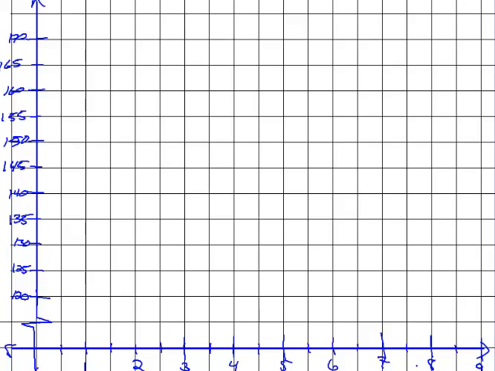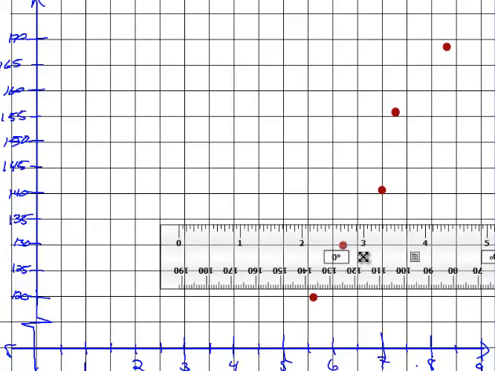All right, so again, plot all your points, right? 5.6 and 120. It's going to be like that. 6.2 and 130. 7, 141. 7.3, 156. 8.4, 167, like that. So real quick, is this a positive or a negative correlation? Positive. Okay, so that means that the slope of my line should be positive.